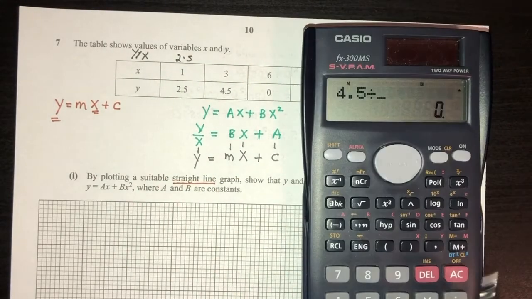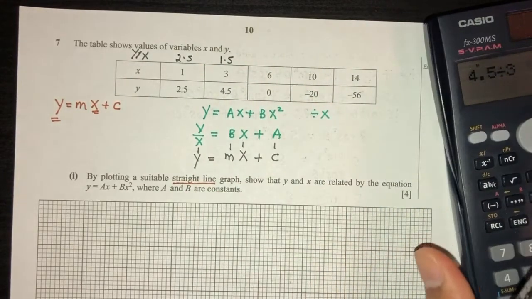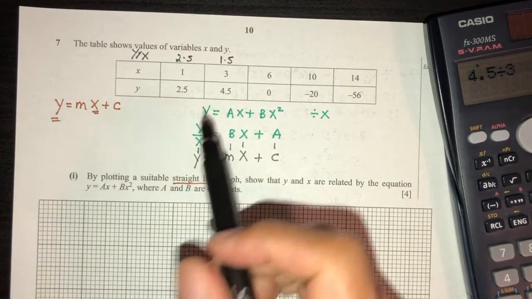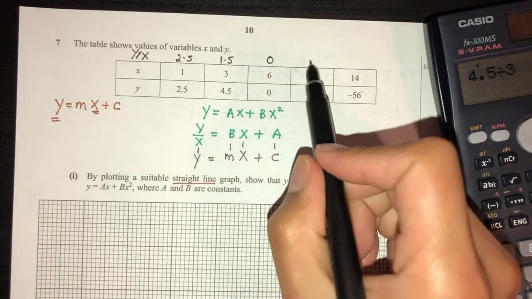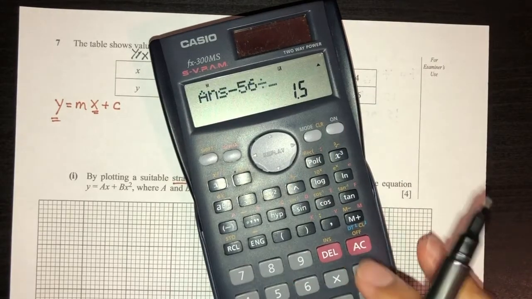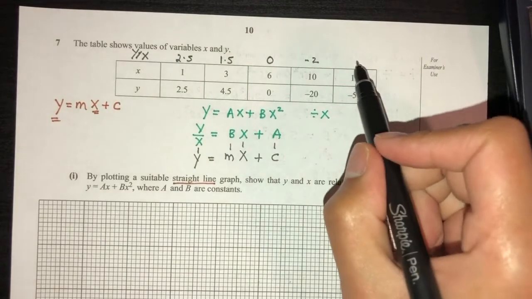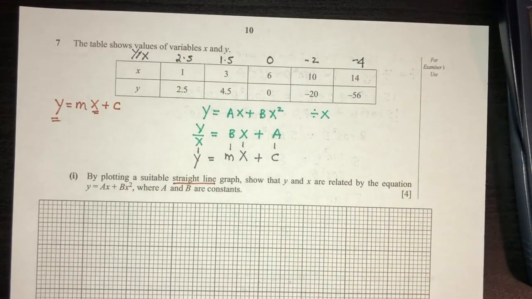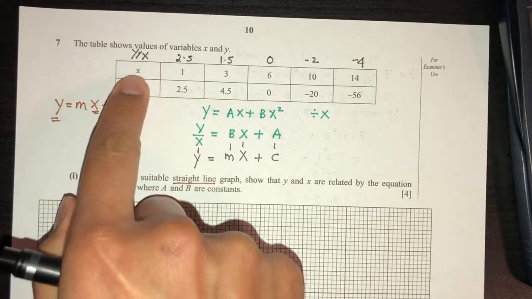4.5 divided by 3, that should be 1.5. And then we have 0 divided by 6, that will be 0. Minus 2. And we have minus 54 divided by 14, that will be minus 4. Okay, so these are the values of y divided by x, and we have the values of x that we need right here.